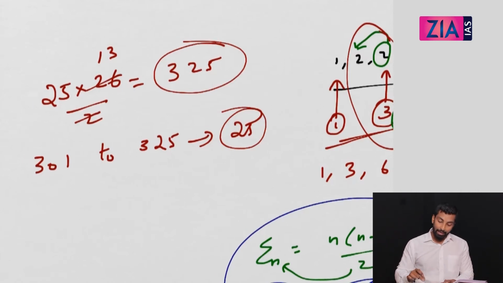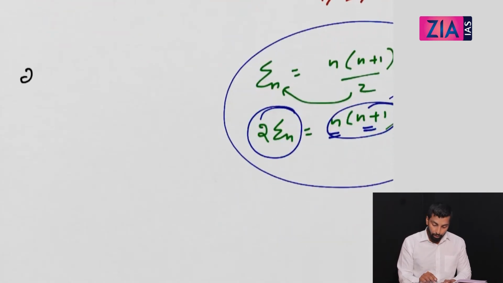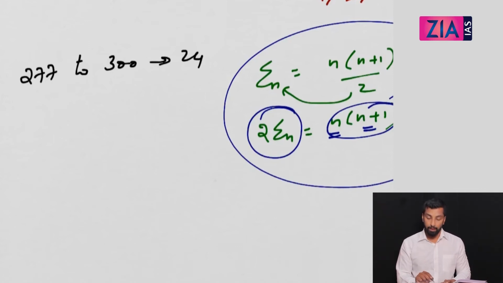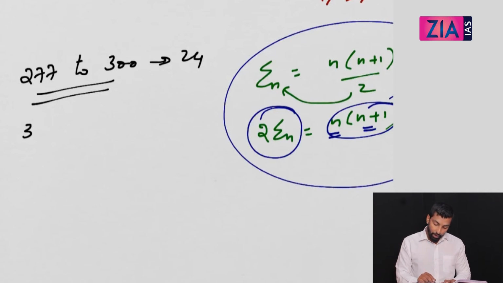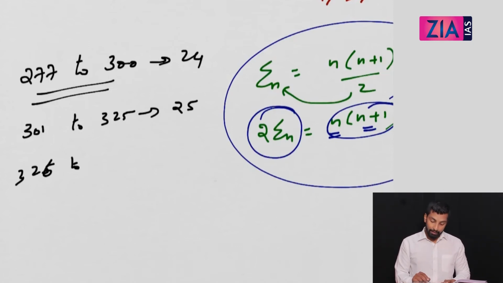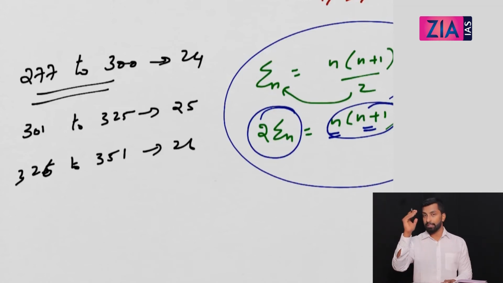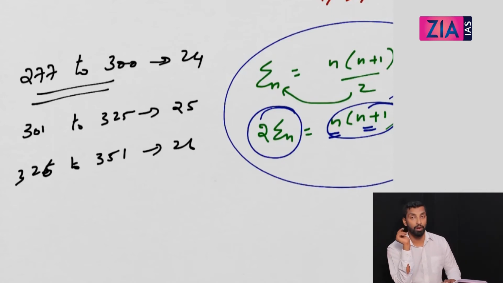So what I can conclude now: from 277 to 300, what will be the answer? 24. Be it any term from this, the answer is 24. 301 to 325 will be 25. 326 to 351 will be 26, because sigma 26 is 351 and the previous 26 will be 26. I hope you understood this, right?